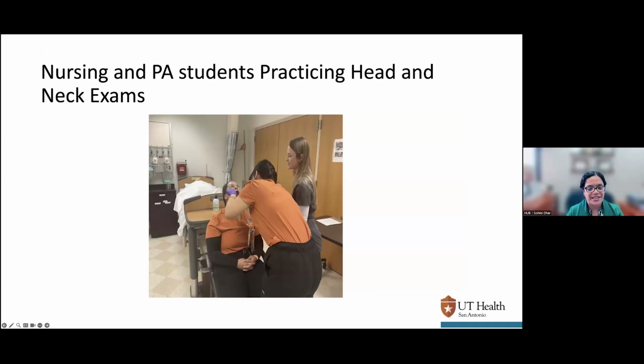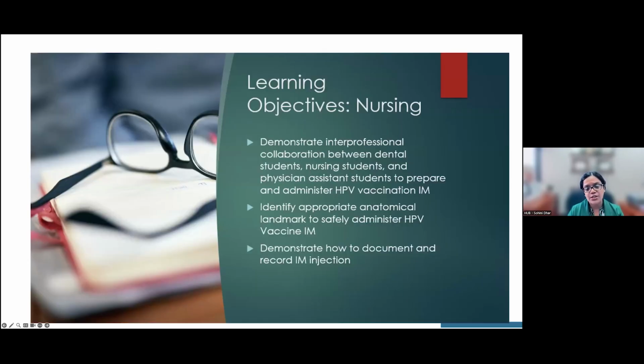And this is the nursing and the physician assistant students, with one of our dental students overseeing if they are performing the head and neck exam correctly. And it was very, very effective. There was a lot of interaction between the students. And as a faculty, it was a pleasure to watch them learn interactively, work collaboratively, and have that interprofessional education. Next slide, please. These were the learning objectives from the nursing students. We can move on to the next slide.